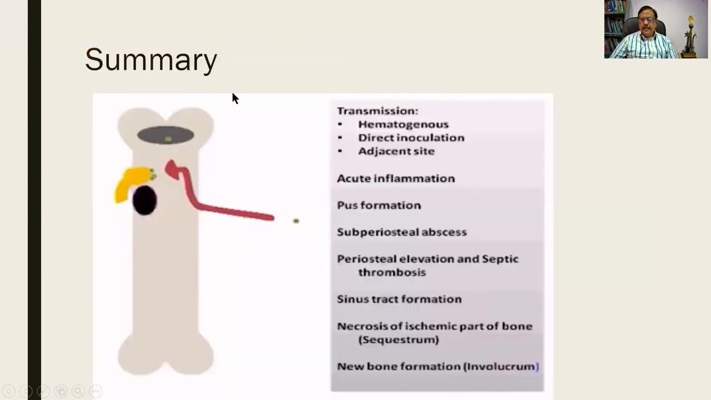And we summarize what we had seen until now. The transmission can be hematogenous, direct or from the adjacent tissue. There is an acute inflammation, pus formation, subperiosteal abscess, and there can be a sinus tract with discharge. The necrosis of the bone leads to the formation of sequestrum, and the new bone is called the involucrum. Please remember this, it will help you to recollect.